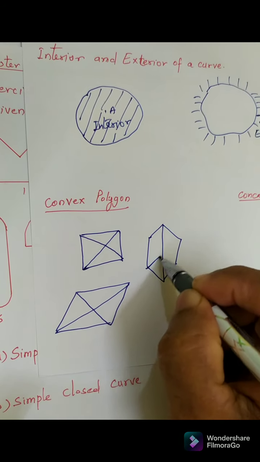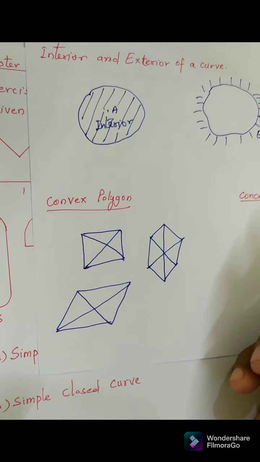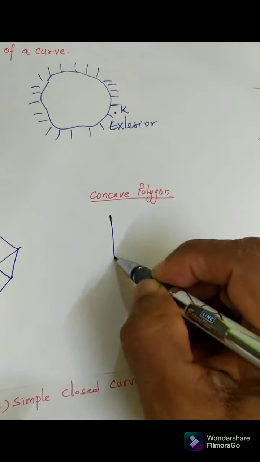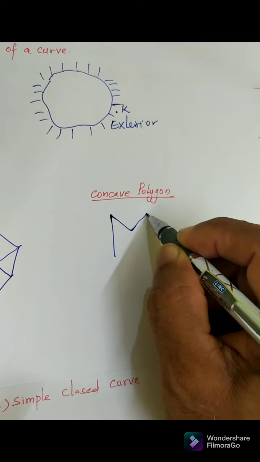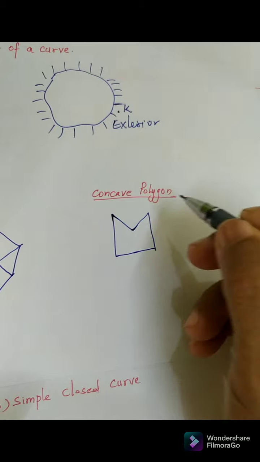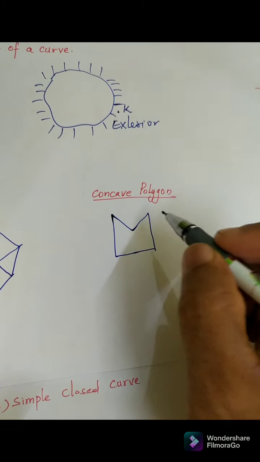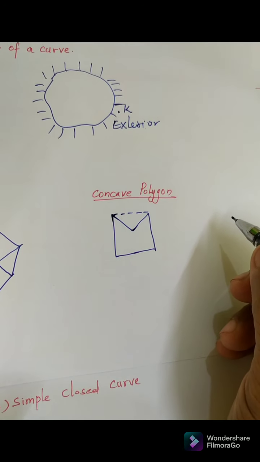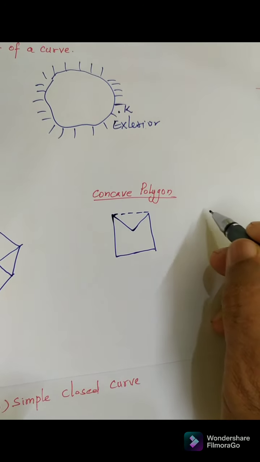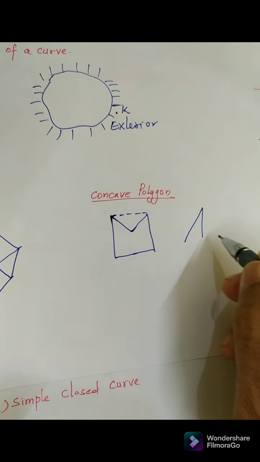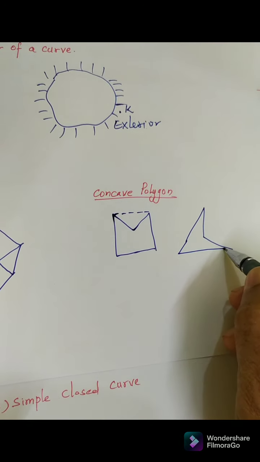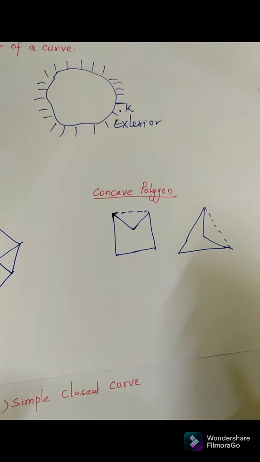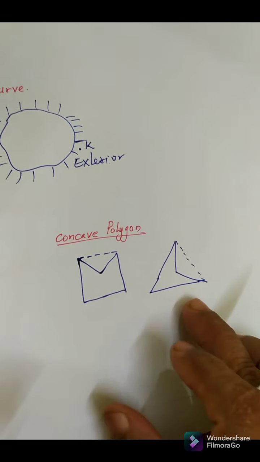So you can see the diagonals in the interior like this. So this is a convex polygon. What about a concave polygon? Concave polygon necessarily means one of the diagonals will be in the exterior like this. You can see this is a convex polygon, concave polygon. So you can see one of the diagonals is outside the actual figure.